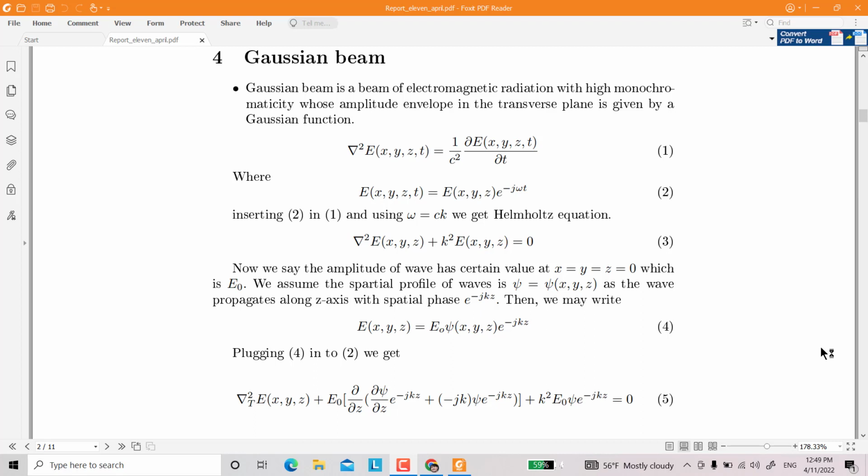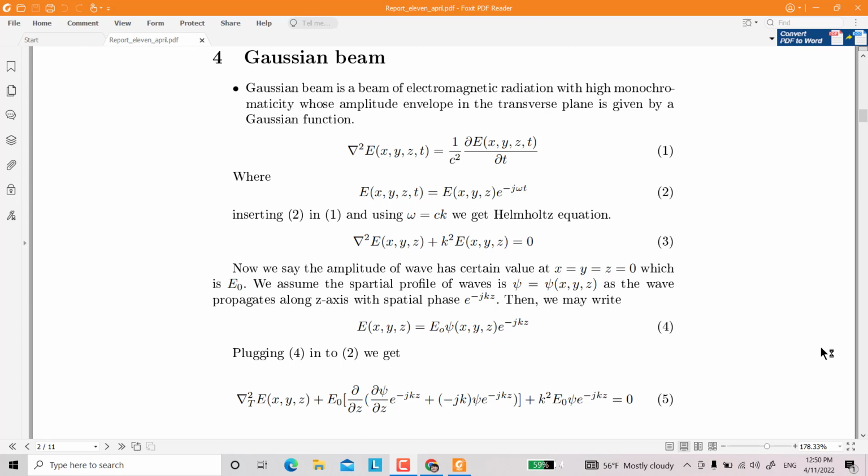So what is a Gaussian beam? A Gaussian beam is basically a beam of electromagnetic radiation with high monochromaticity, whose amplitude envelope, or the amplitude function in the transverse plane, is given by a Gaussian function, right? For that, obviously, we have to solve the wave equation from Maxwell's equations.